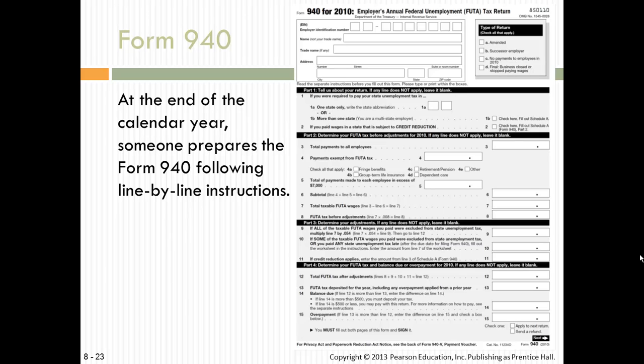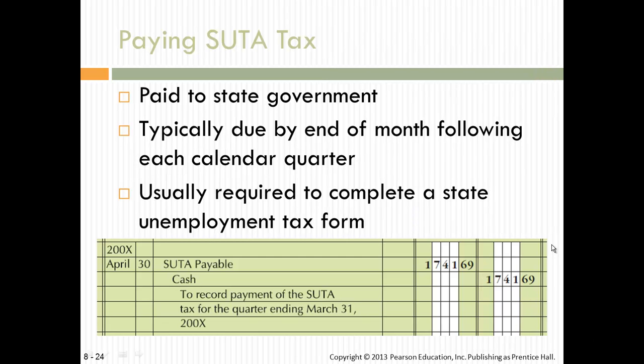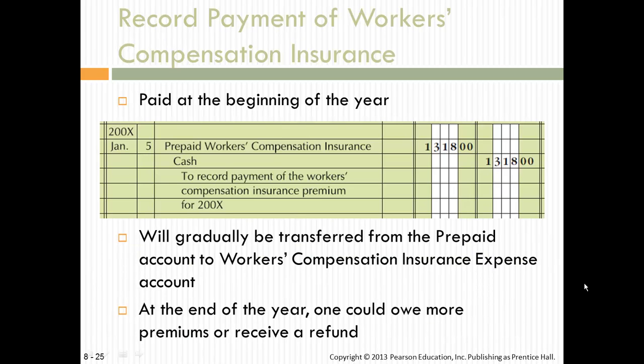So if you have outsourced your payroll, then your ADP or whoever is doing all of this for you, and they send you copies. If you pay SUTA tax, it's paid to the state government, typically by the end of the month following each calendar quarter, usually required to complete a state unemployment tax form. So here we're giving more of a general discussion because each state is different. California's state laws are very similar to the federal laws, so keep that in mind.